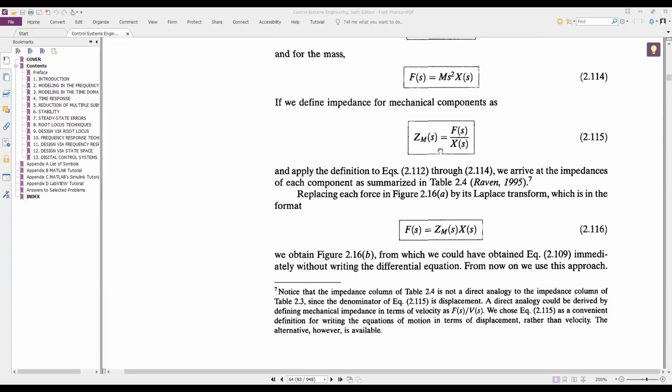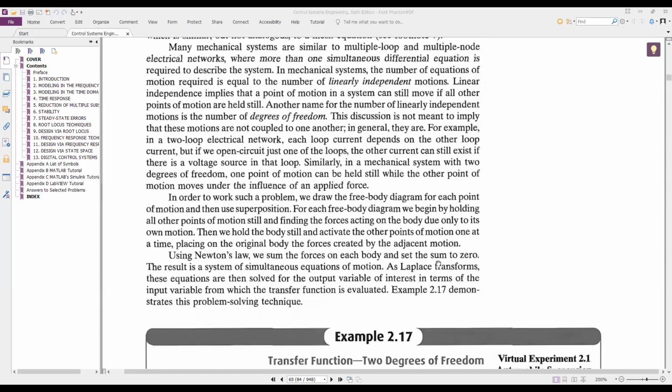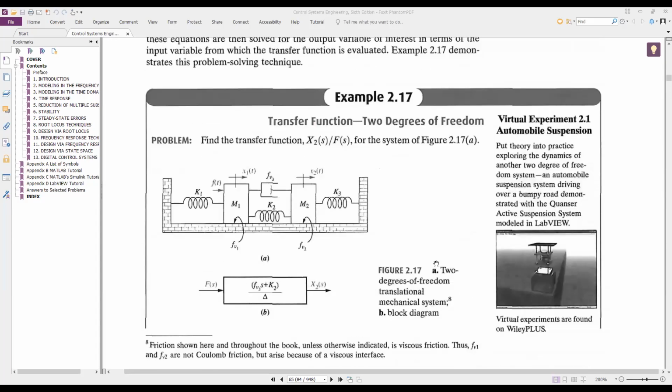Or the fs is equal to zm indexes. Now move on to the next problem. Another problem is given: find the transfer function x2 by fs for this system.